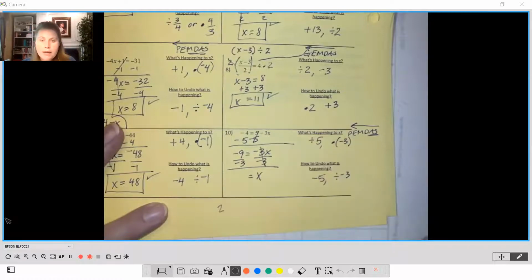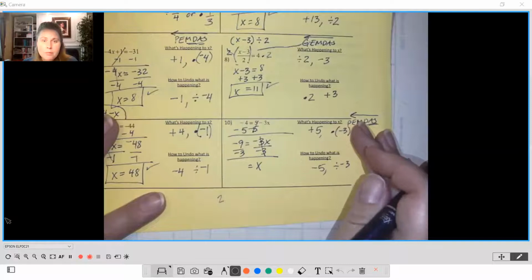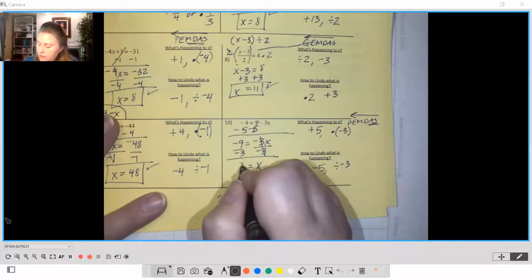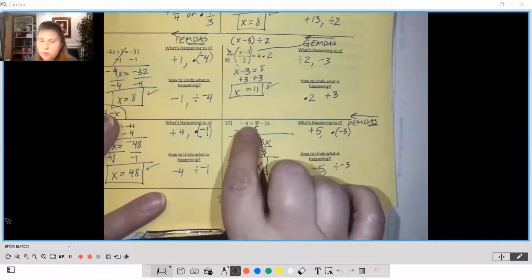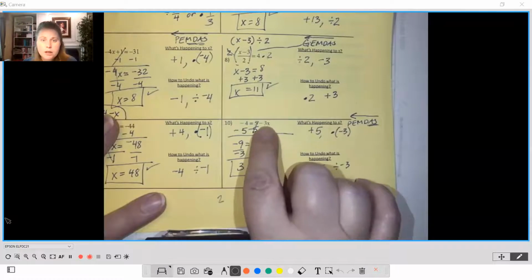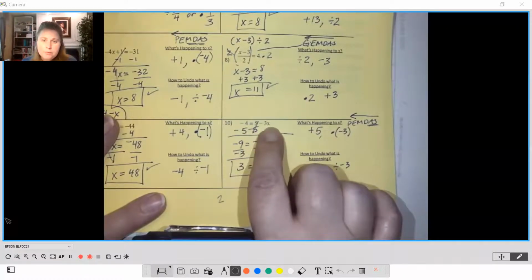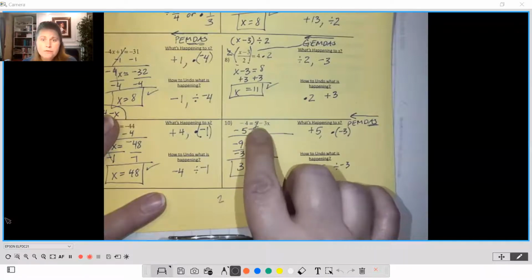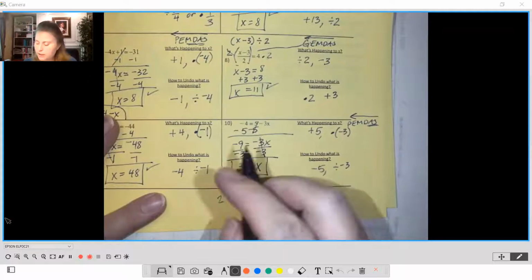So I have positive 1x equals negative 9 divided by negative 3. Negative divided by negative is a positive. 9 divided by 3 is 3. So x equals 3. Okay, so let's check. Is x negative 3? We have 5 minus 3 times 3. So 3 times 3 is 9. 5 minus 9 is negative 4. Negative 4 equals negative 4. So that all checks out.